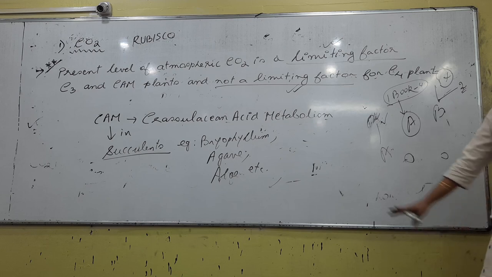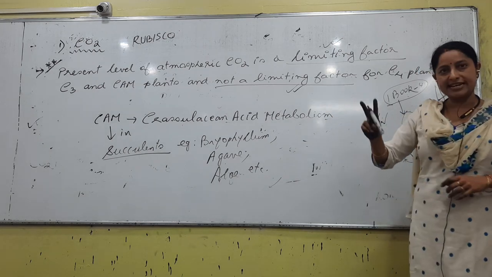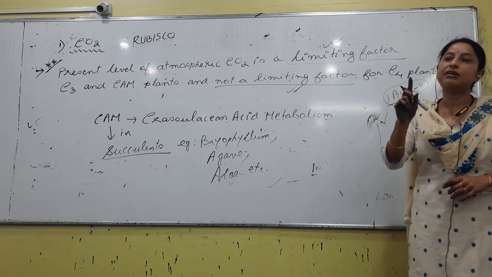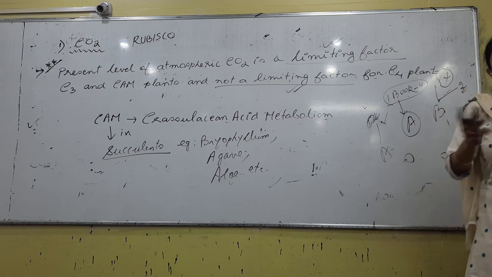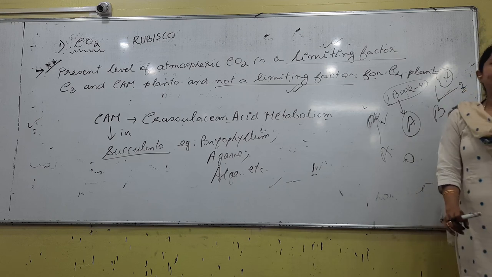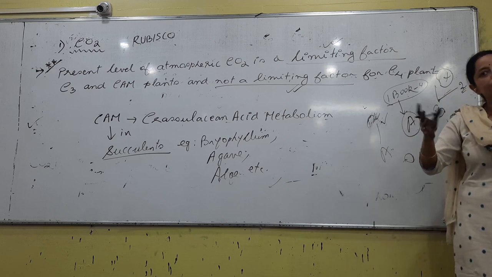Clear? So C4 plants take carbon dioxide from two sources, C3 plants take carbon dioxide only from the atmosphere. Here C3 plants are a limiting factor, C4 plants are not a limiting factor. Clear? As far as the reaction is concerned, we will cover the C3 and C4 cycles later.